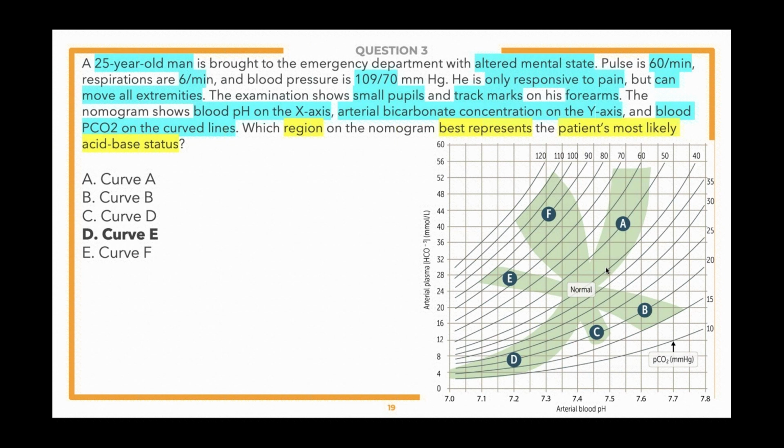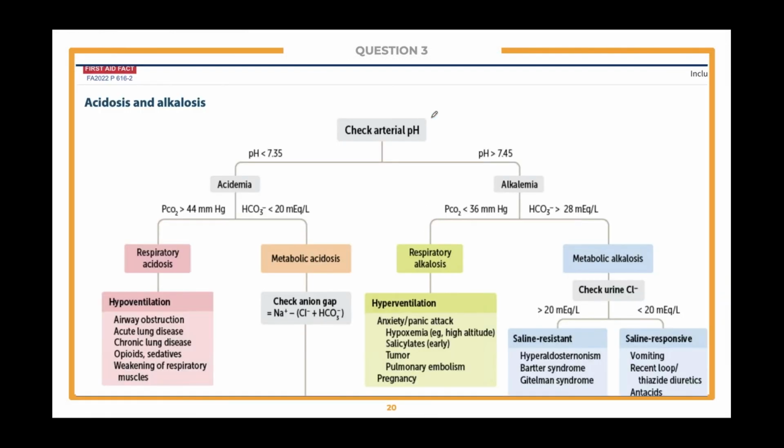So if we take a look at the next slide, taking a look at that really nice flow chart in First Aid about our acidosis and alkalosis, you can see there on the left, respiratory acidosis. One of the common causes of that is opioids, okay? That can cause hypoventilation, like our patient. He's only breathing 6 breaths per minute.